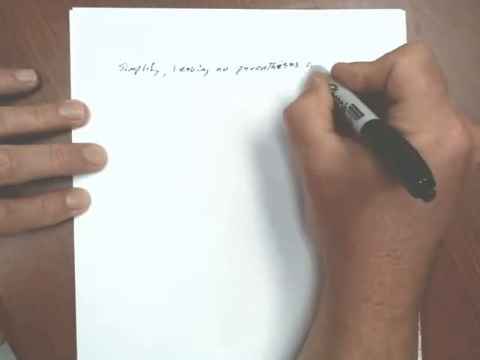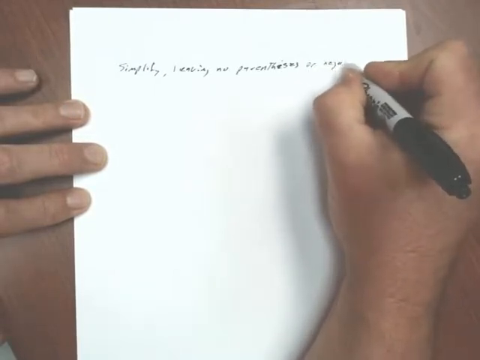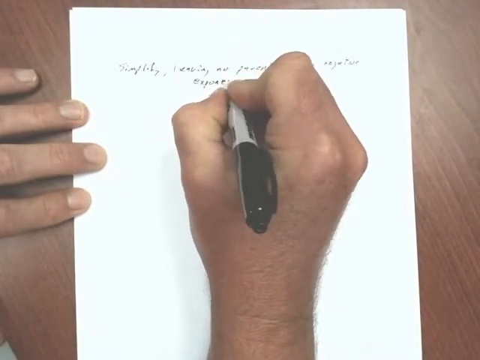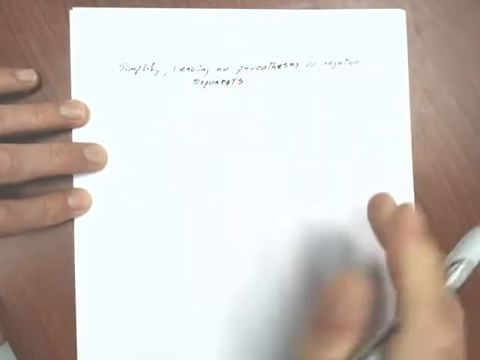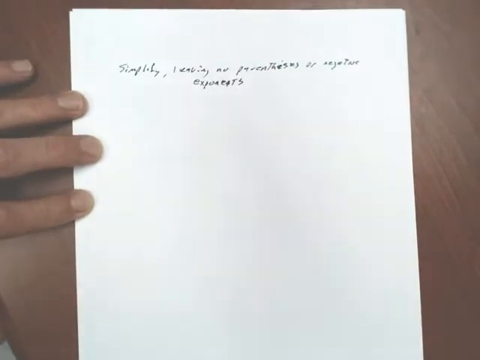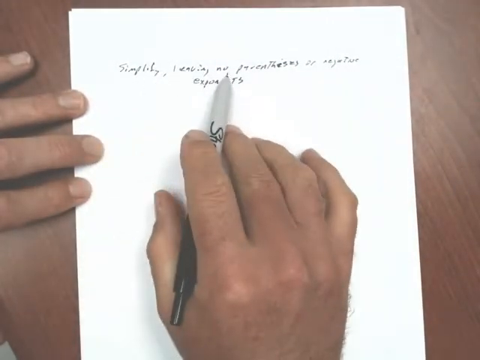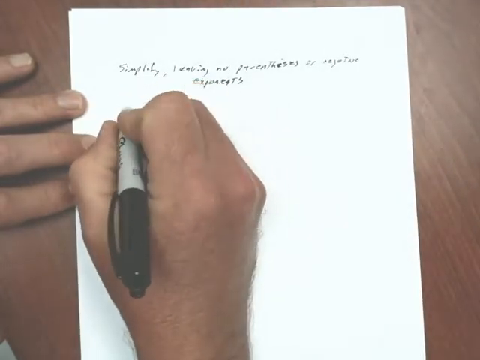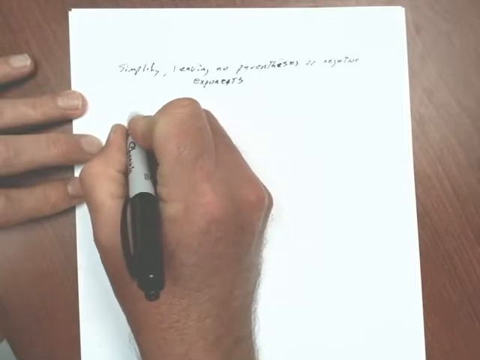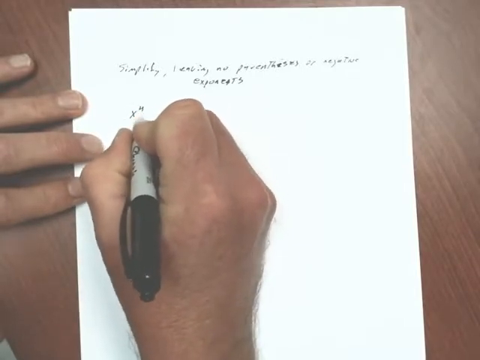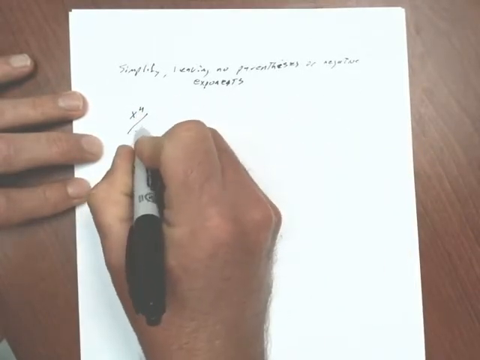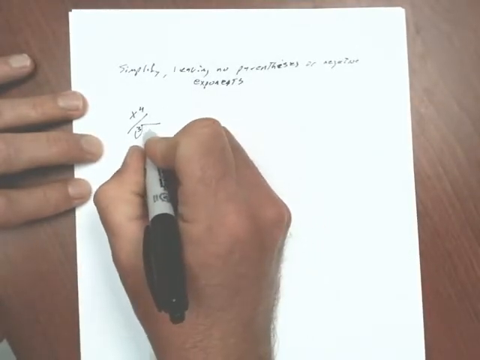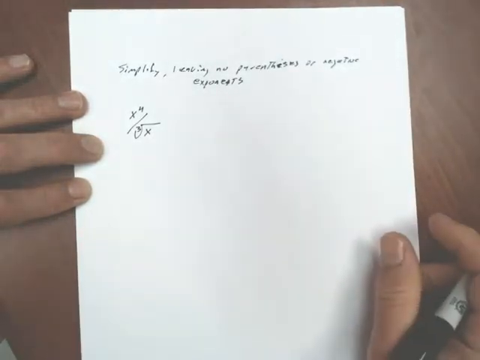Or negative exponents. Okay, so let's assume that is our objective. We want to simplify the following expressions, leaving no parentheses or negative exponents. Let's say first we have x to the fourth divided by the cube root of x.